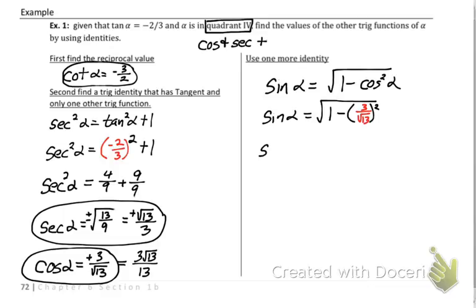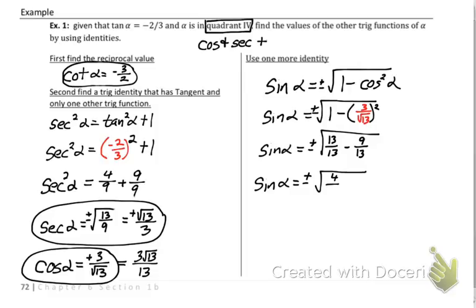So we're going to have sine alpha equals, and I should probably have that plus or minus so I don't forget, it could be either one of them. I'm going to change that 1 to 13 over 13 because we're going to be subtracting 9 over 13. So that gives me that sine alpha equals either positive or negative. Oh, nope, I squared it. So it'd be 3 squared is 9, and the square root of 13 squared is going to be 13. That's going to give me 4 over 13.